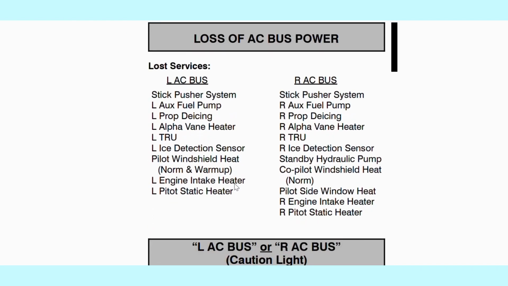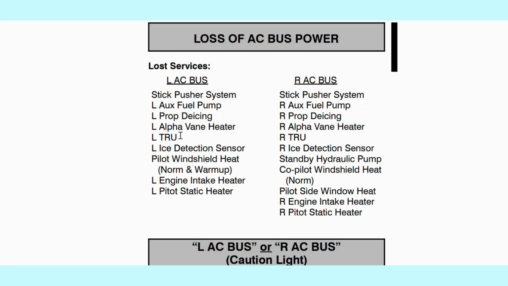Okay, so here are all the systems that are connected to the AC buses. The left AC bus powers these, and the right AC bus powers those. Again, as I said, I like memorizing, if I can, quite a bit of it. So here I could memorize, I can see they're very much similar. Auxiliary fuel pump, prop de-icing, alpha vane heater, and so on and so forth.